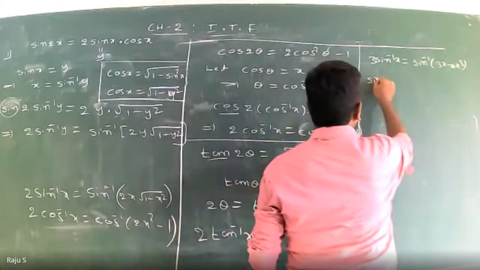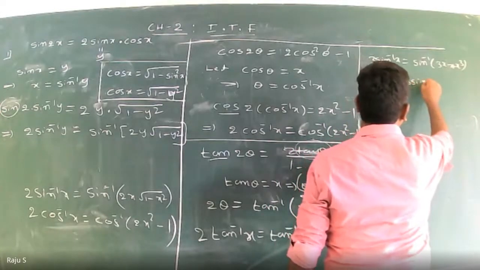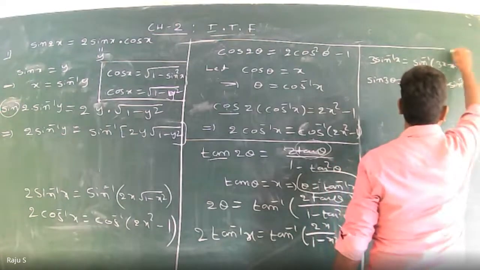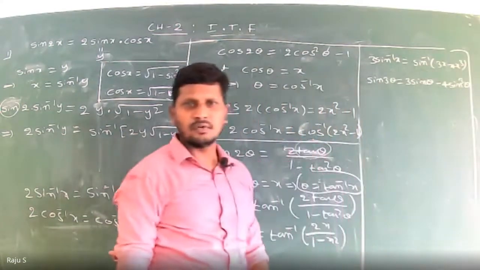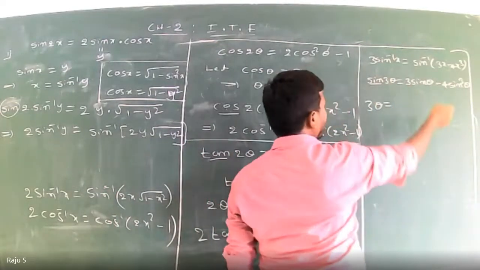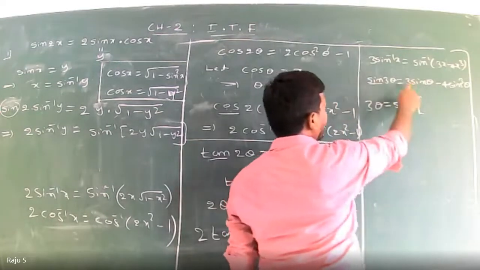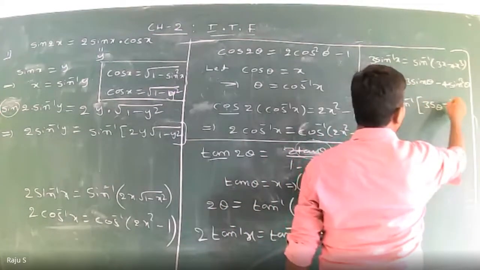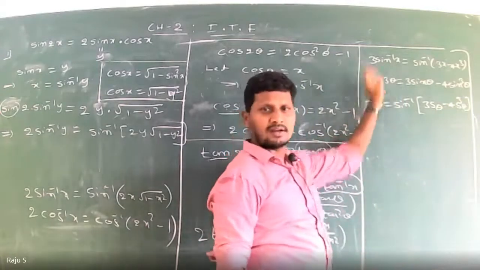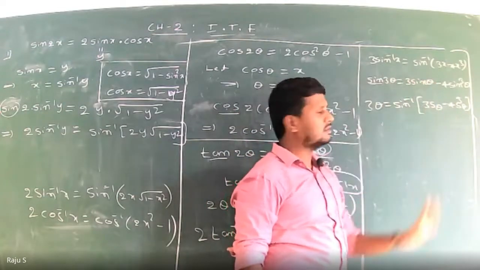So we know the sine 3 theta formula. Sine 3 theta is 3 sine theta minus 4 sine cube theta. Am I right? 3 sine theta minus 4 sine cube. From that, what to do here? Again, 3 theta can be written as sine inverse of the right side, which is 3 sine theta minus 4 sine cube theta. Is it okay? Sine becomes sine inverse.